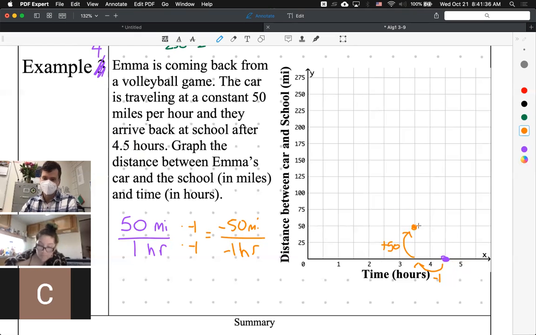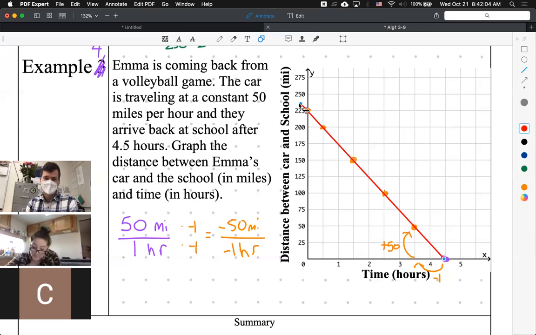So from here, you can keep doing Zeke's pattern over and over again, where you go 2 left, 2 up, or really -1 hours and then 50 miles. But in terms of just counting the squares, it's left 2 up 2, left 2 up 2, left 2 up 2. I can simplify this to left 1 up 1, and it still follows the same line. So this is the correct answer. And then you can ask questions like, when they set off, how far away were they from school? And just interpret the graph.